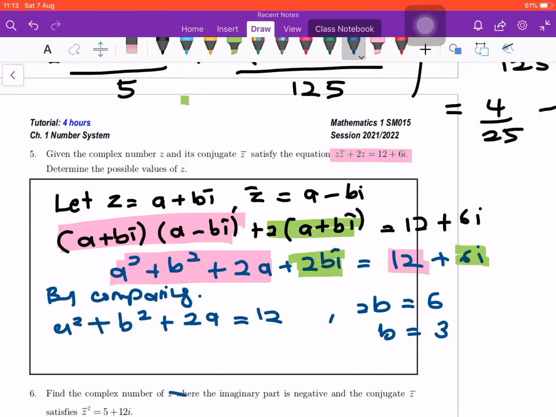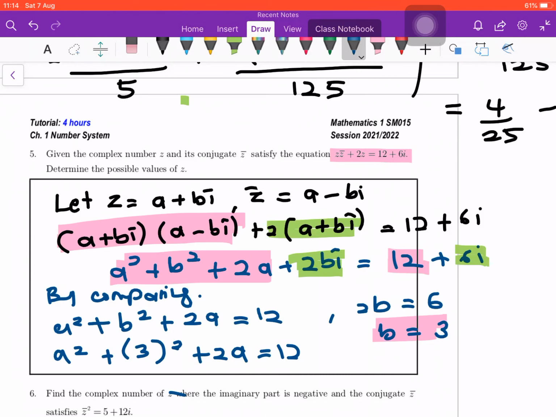So, you can just simply substitute the values of b into your first equation. Okay, substitute b into your first equation. You akan dapat dekat sini, a square plus your b is 3. So, 3 square plus 2a equal to 12. So kalau awak perasan dekat sini, awak punya first equation adalah apa? Quadratic equation. So bila quadratic equations, of course, it will come out with 2 values of a.